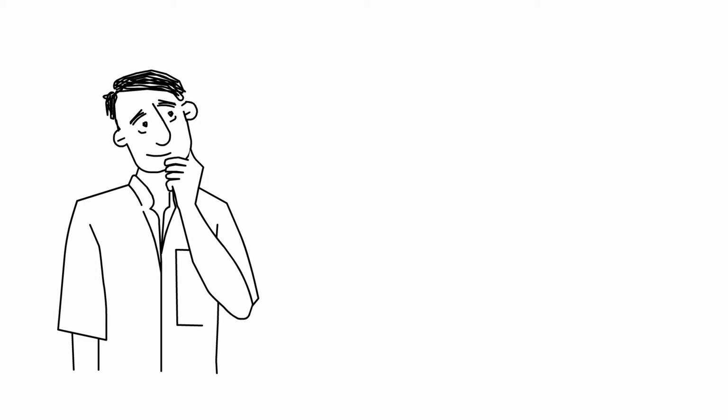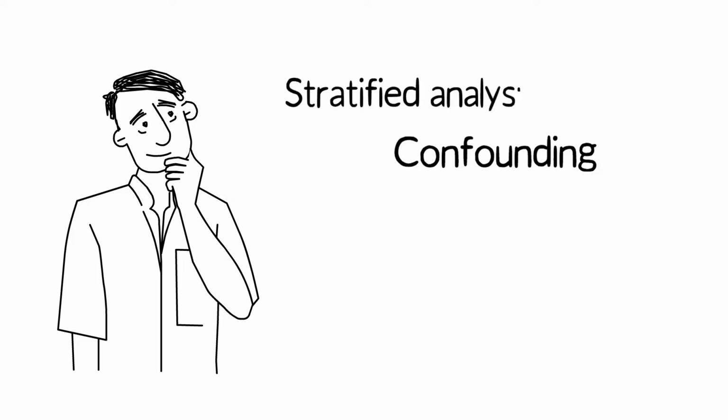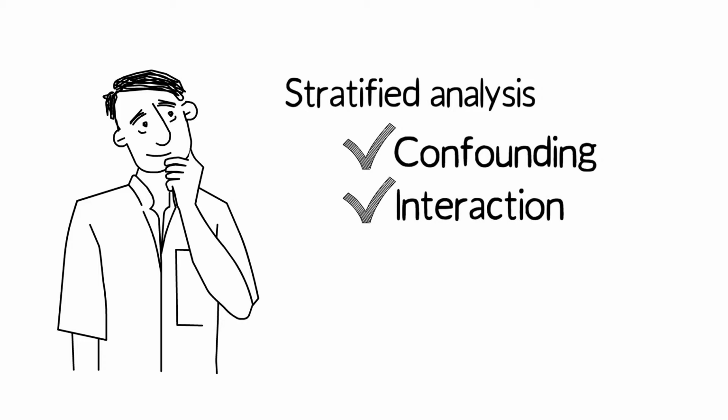In the video about bias, we have briefly mentioned confounding as a specific type of bias. Confounders are factors that can influence the true association between the determinant and the outcome. Fortunately, the presence of confounding can be evaluated with stratified analysis. The same analysis can reveal a similar type of bias, interaction. What this entails we will discuss in this video.